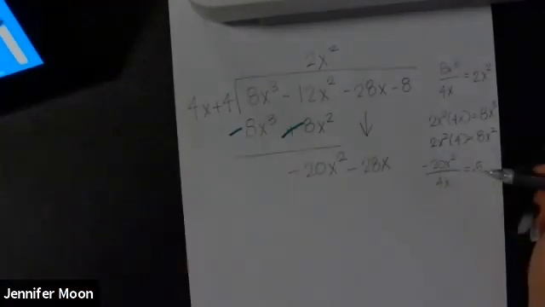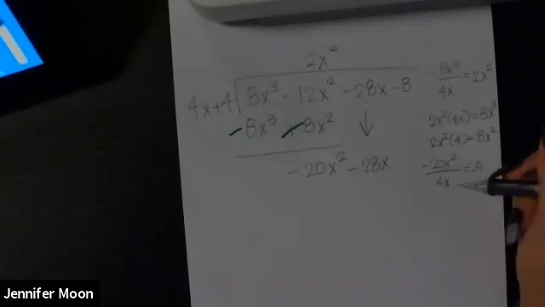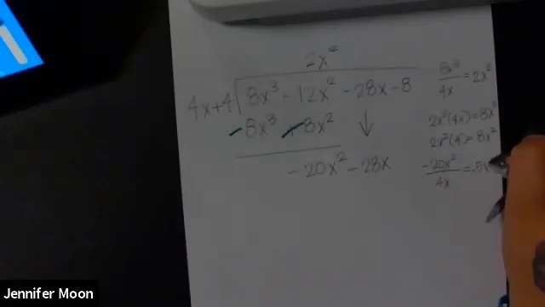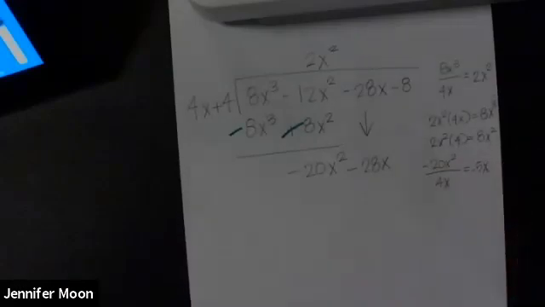So here we go. 20 divided by 4 is 5. Signs are different, so it's negative. X squared divided by x. Whenever you divide variables, you keep and subtract. So 2 minus 1 would just be 1. So x to the 1, x to the first power.